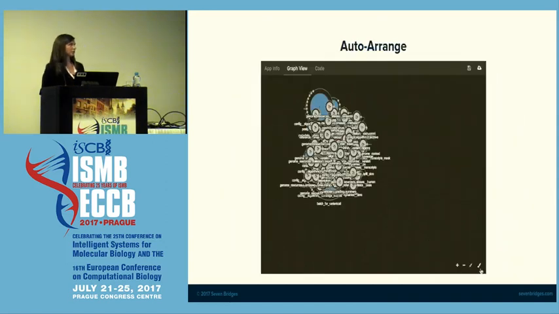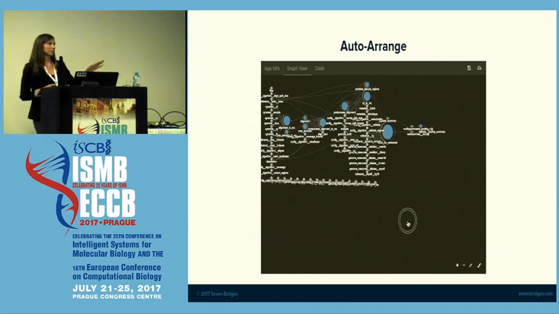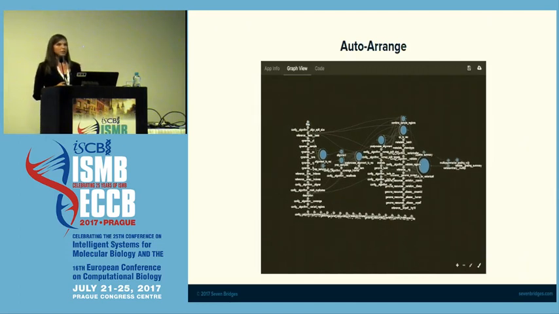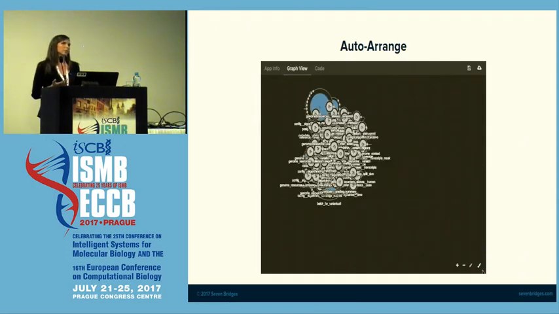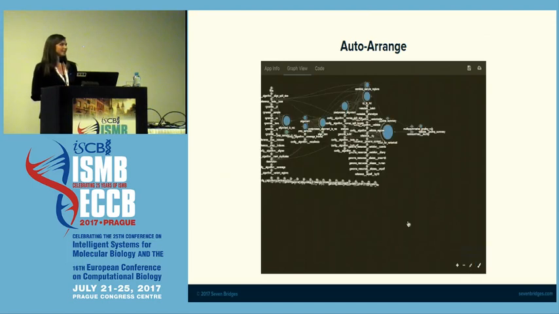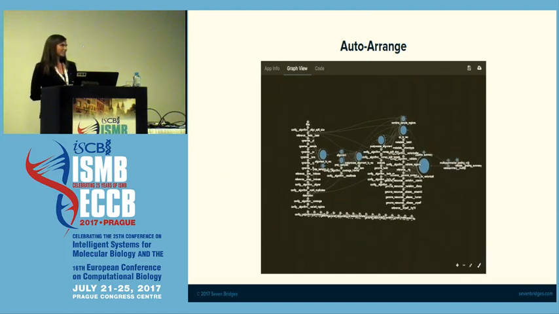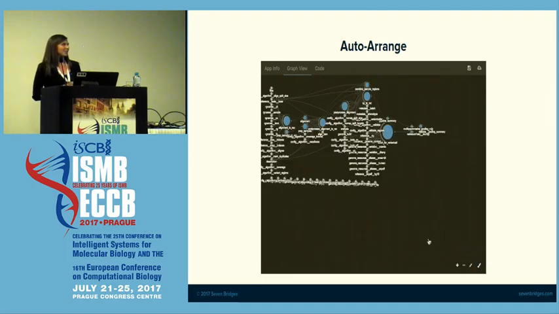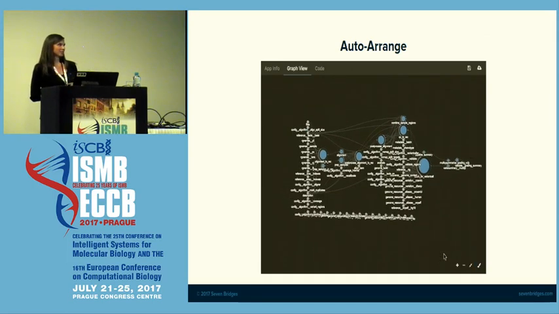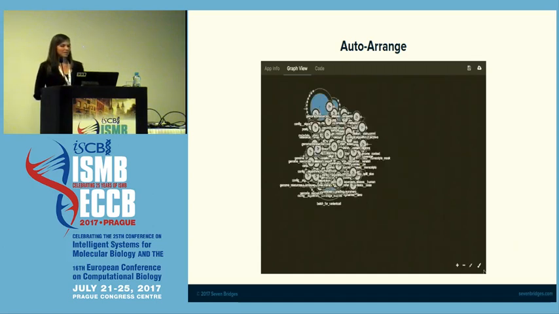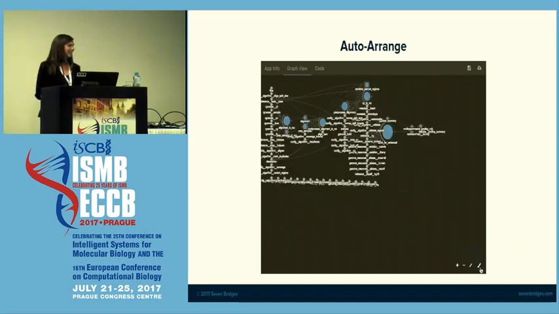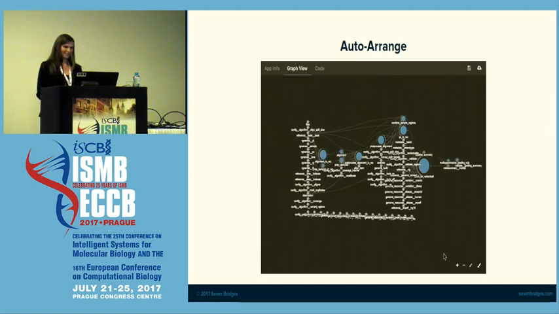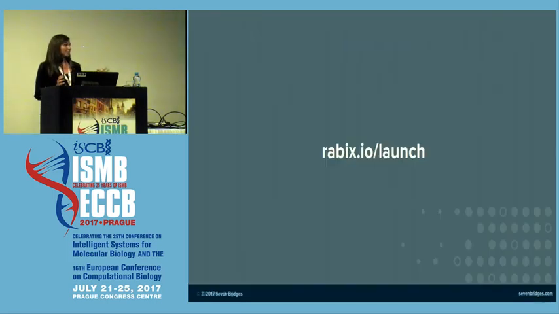And auto-arrange. This, for example, is VC Bio without any coordinate data, so we don't know where we're supposed to put all of the nodes. It, like Brad, I think, said, is a messy hairball. And the auto-arrange topologically sorts the steps and the inputs and untangles the hairy mess for you. So that's it for the two libraries.